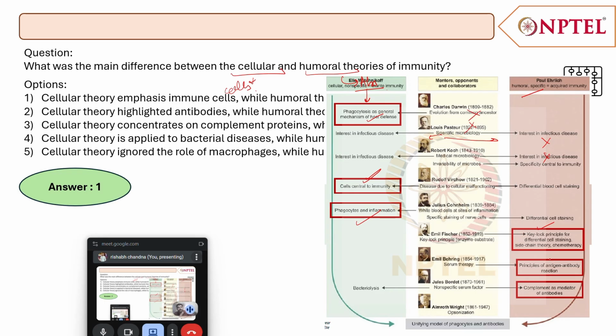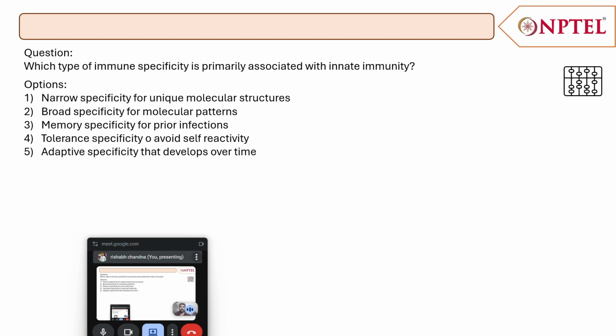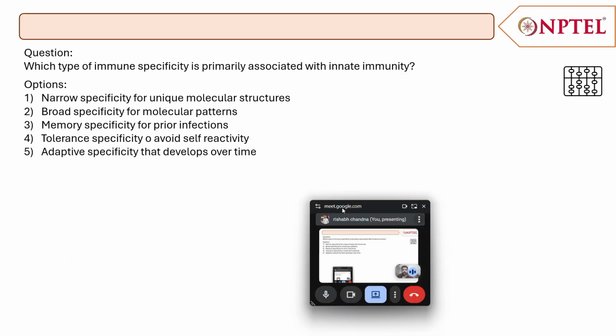Then Behring, he suggested the antigen antibody reaction. Okay, so this is how some of the scientists believed that only the cells are a major part of the immune system, while others believed that the antibodies are the major components of the immune system. Okay, so let's move on to the next question. Which type of immune specificity is primarily associated with innate immunity? So, what can be the correct answer?